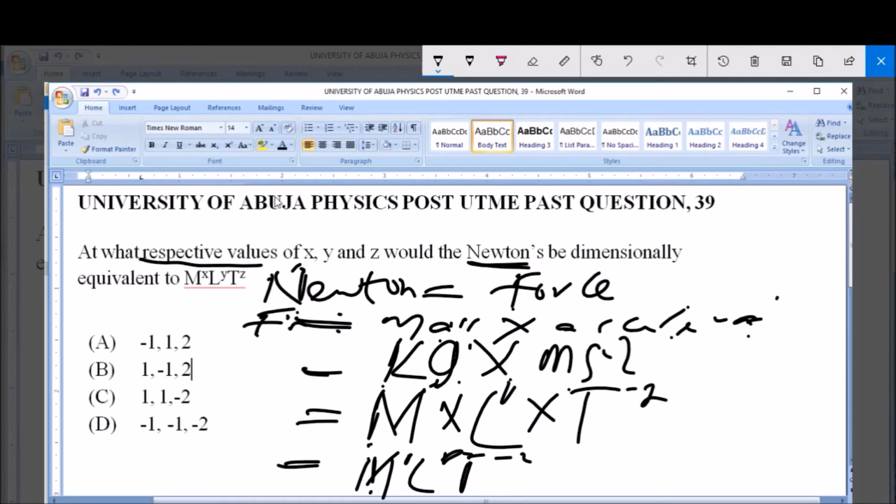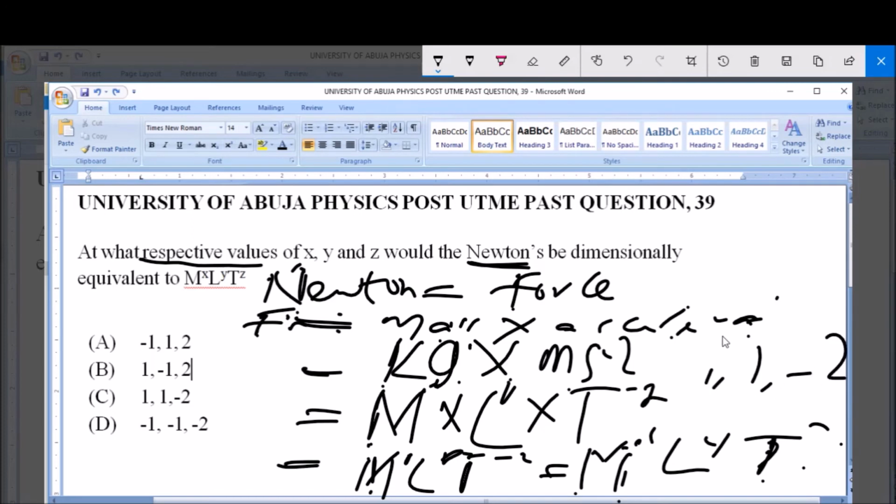I said we should circle the word respective. The respective values of x, y, and z, according to the description, will have the format m raised to the power of x, l raised to the power of y, and t raised to the power of z. In that order, we have 1, 1, minus 2. That is x equals 1, y equals 1, and z equals minus 2. So 1, 1, minus 2 is our answer.